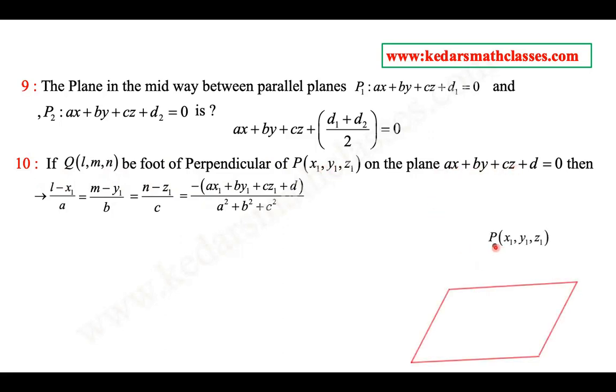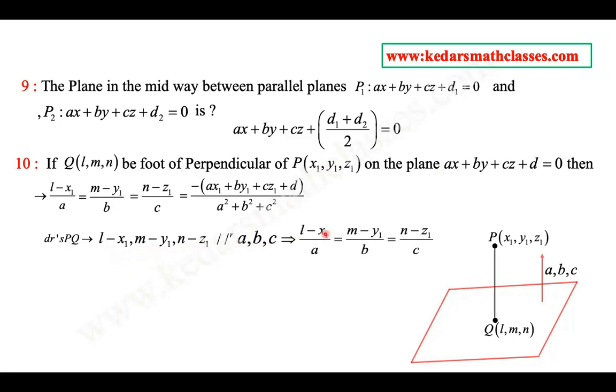So this is the plane here, and this is the point P(x1, y1, z1). A perpendicular is drawn, and this is the foot of the perpendicular (l, m, n). Now we know that the normal DRs of the plane are the x, y, z coefficients, the a, b, c. You can observe that the line joining PQ is parallel to the normal to that plane. Since it is normal, the DRs of PQ, which are l minus x1, m minus y1, n minus z1, are parallel to a, b, c, meaning the DRs must be in proportion.